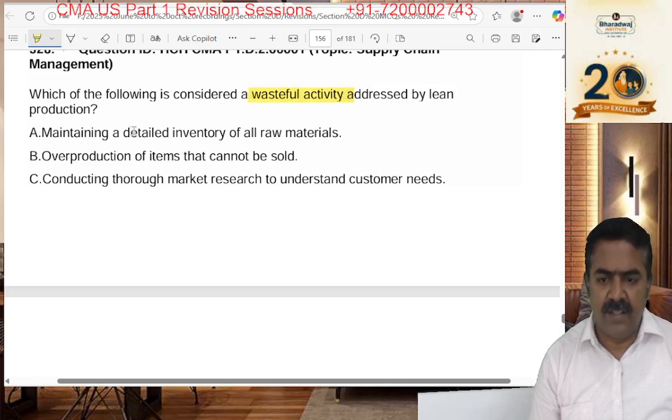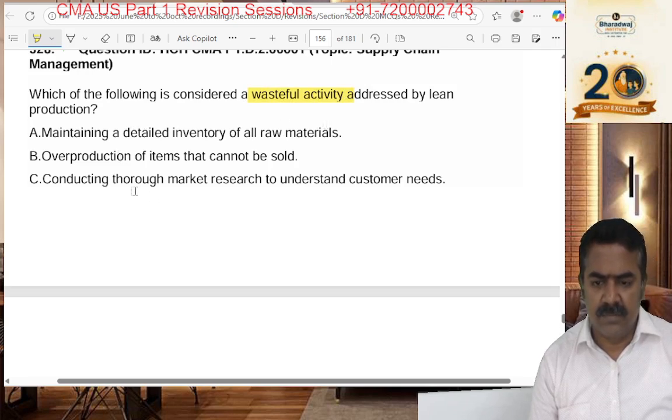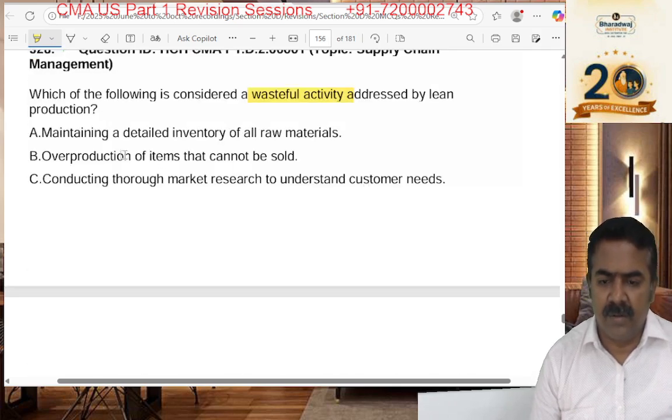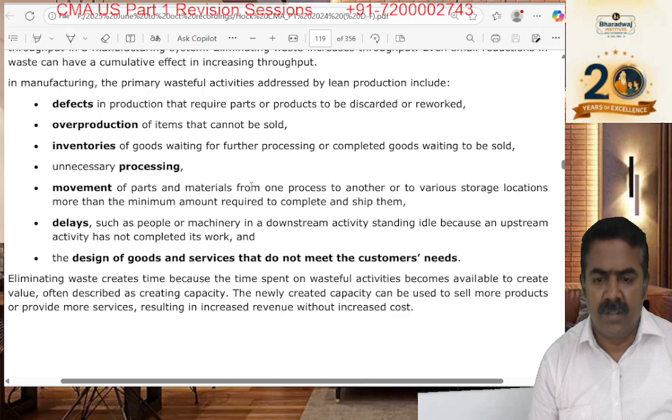Wasteful activity in lean production. Conducting market research, implementing, okay, overproduction. Avoid overproduction.